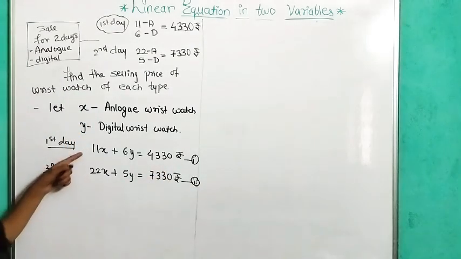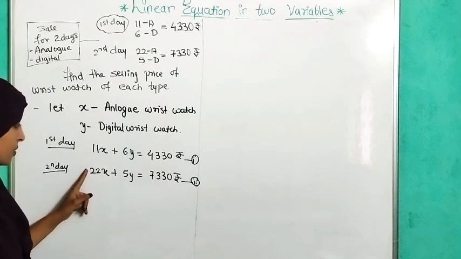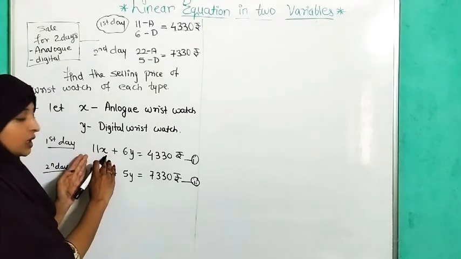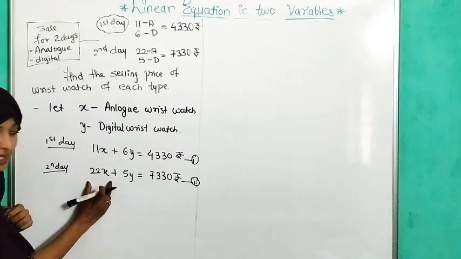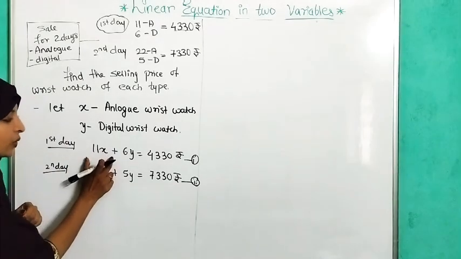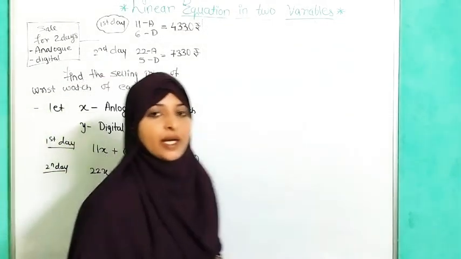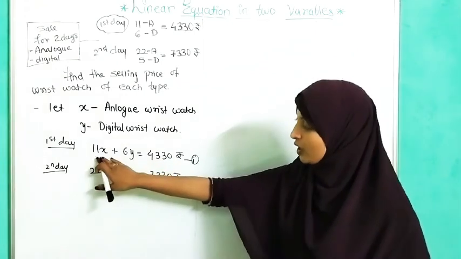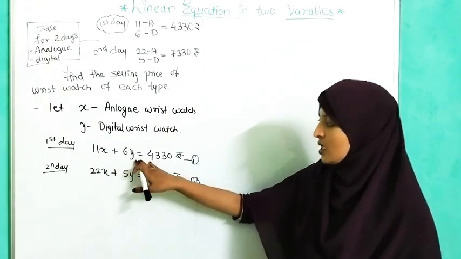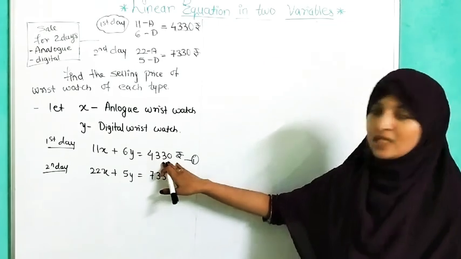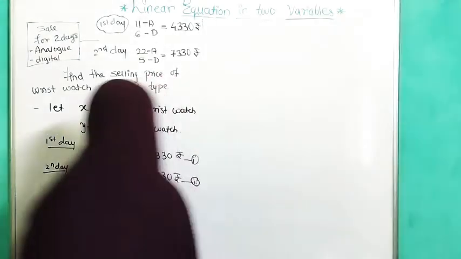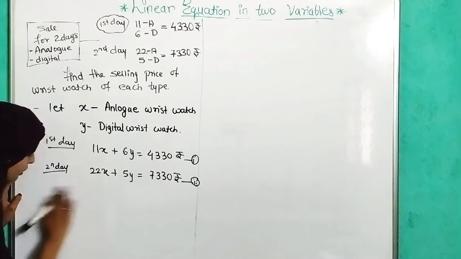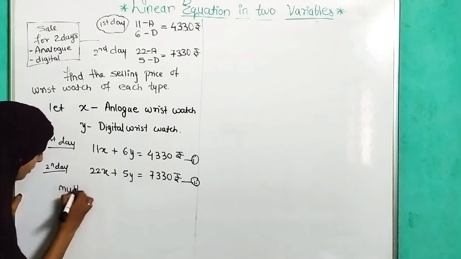But when we observe equation number 1 and equation number 2, we come to know that if we multiply equation number 1 by 2, then we get 22x, same as equation number 2. So we are going to multiply equation number 1 by 2. If we multiply equation number 1 by 2, then we get 22x plus 12y is equal to 8,660 rupees.